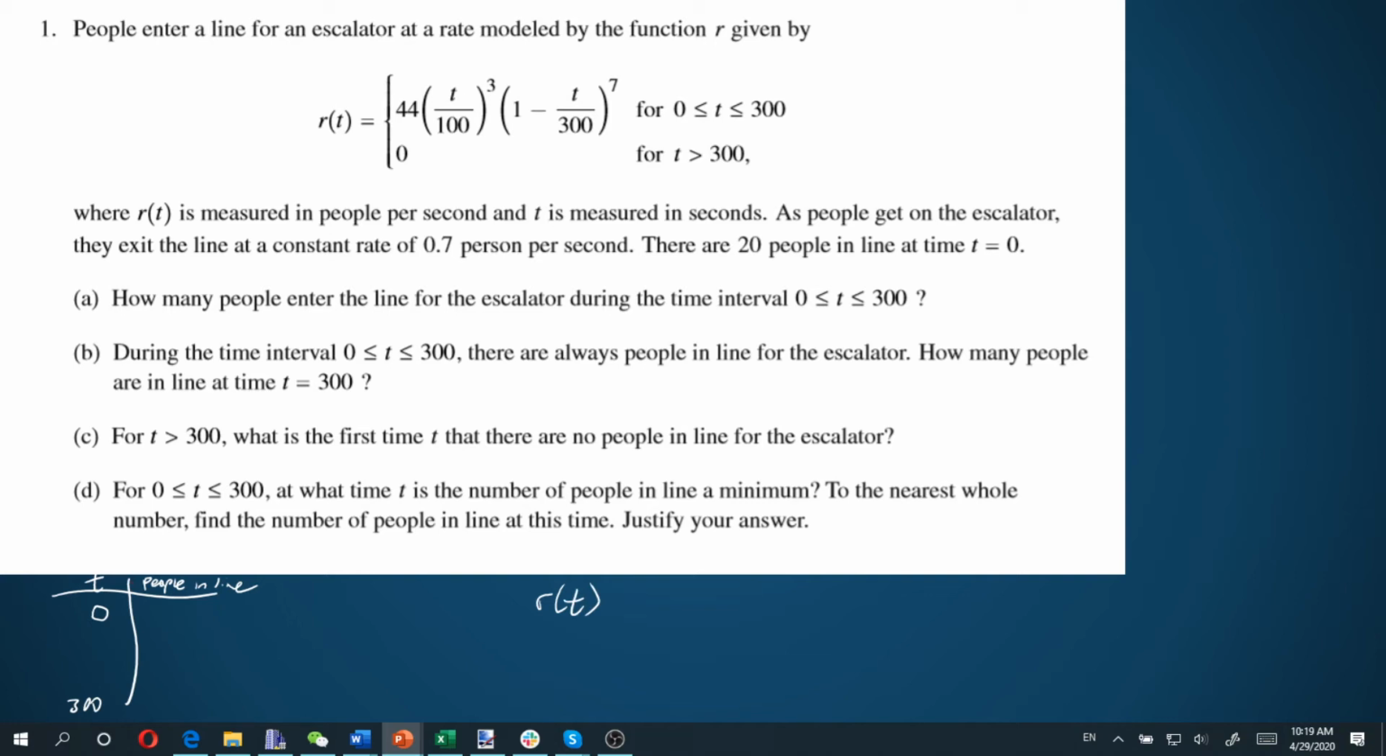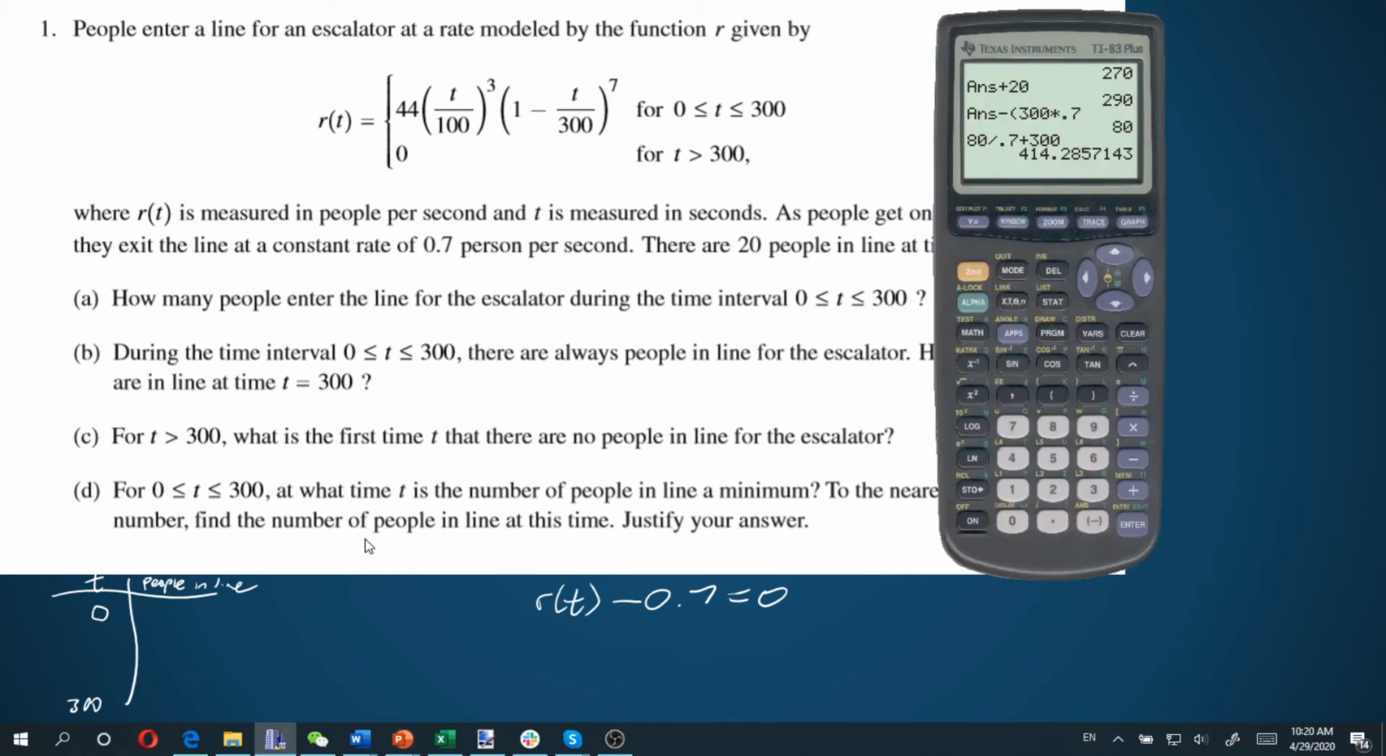R(t) is only the people entering. We still have people exiting. Oh, R(t) minus 0.7, there we go, equals 0. So whenever R(t) equals 0.7, we'll have a time. Okay, so in the calculator, we're going to calculate those intersects, going from 0 to 300.